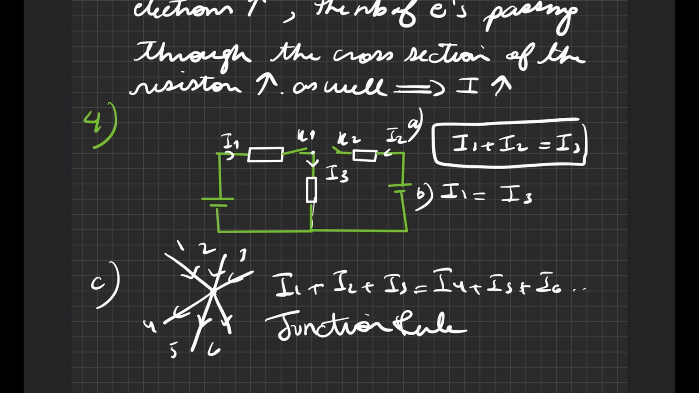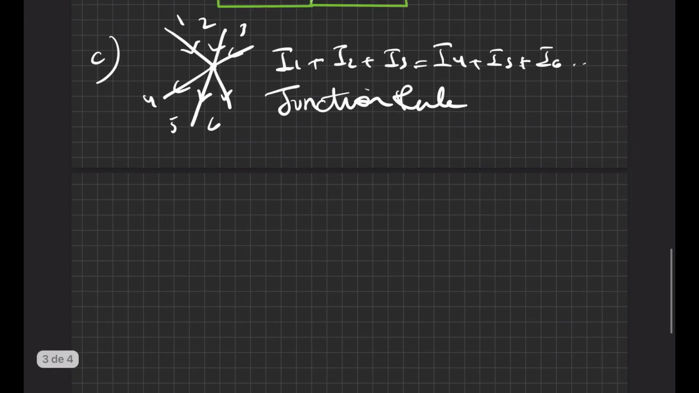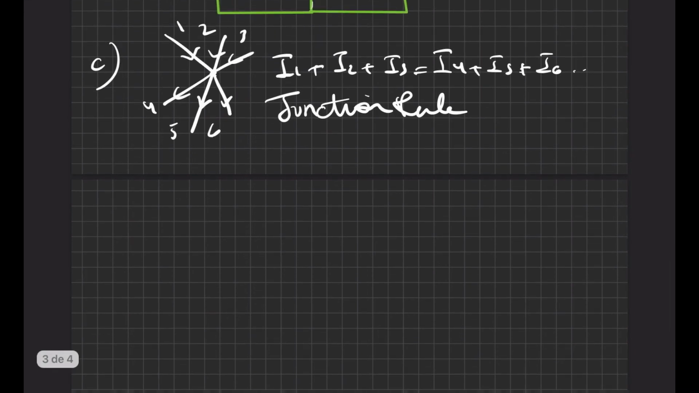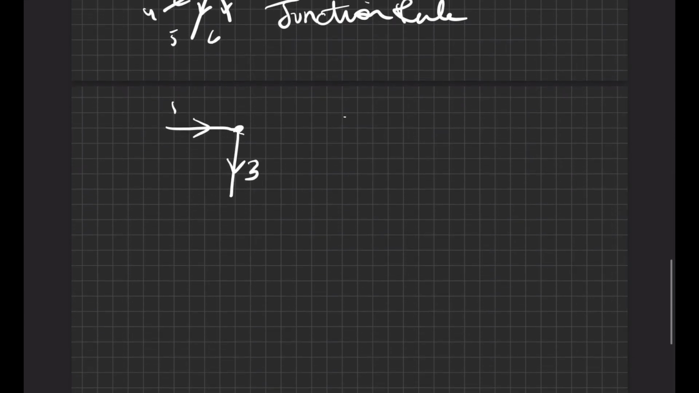This question asks whether we can deduce the uniqueness law of the current, saying that it's a particular case of the junction rule. Exactly, it is. If this junction consists of one current in and one current out, 1 and 3, as here, I1 would simply be equal to I3. Okay?